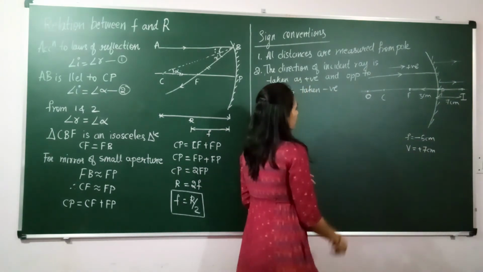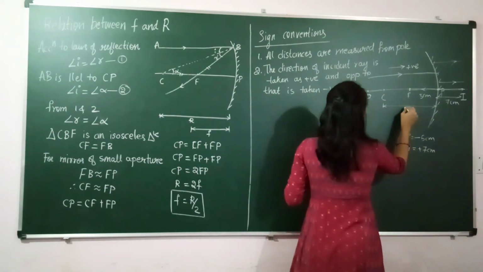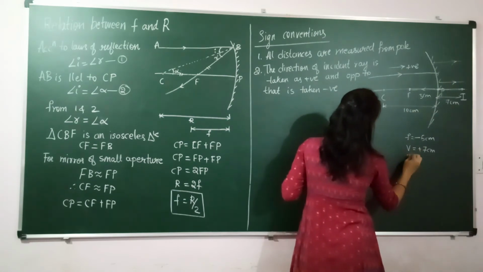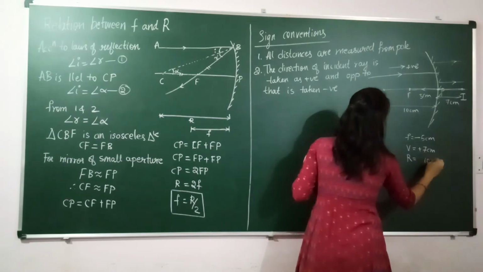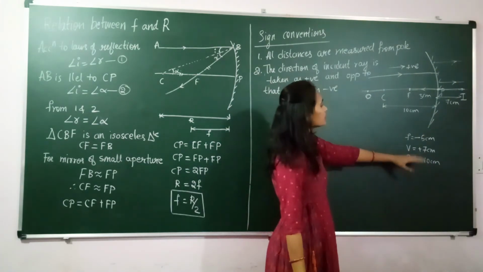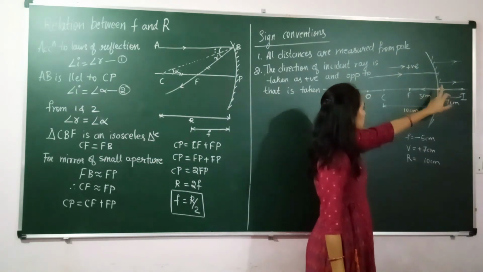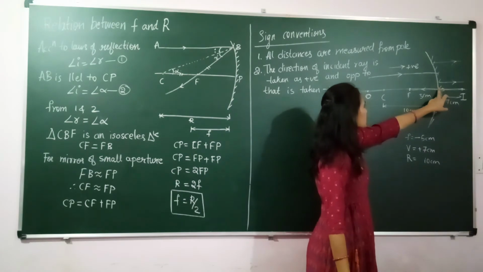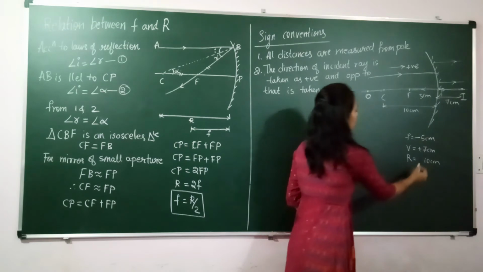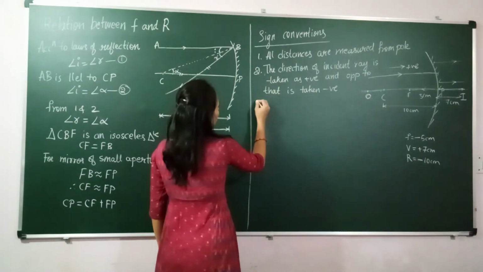Next, from the center of curvature to the pole, suppose this distance is 10 centimeter. How will we write it, plus 10 centimeter or minus 10 centimeter? We will see the direction. This is the direction of the incident ray, and this distance we are measuring from the pole in the opposite direction. Both are opposite, so here we take it as negative. This is the second sign convention.